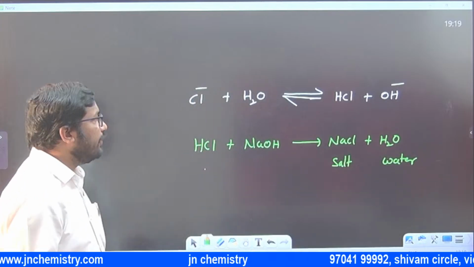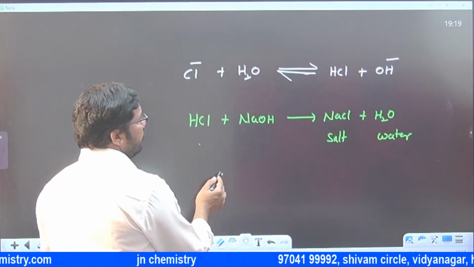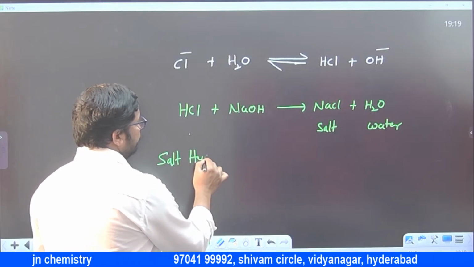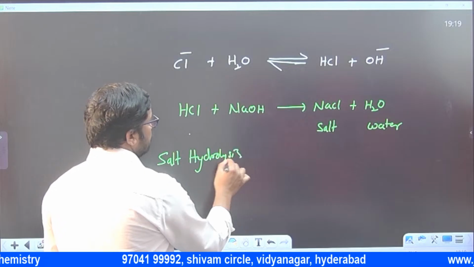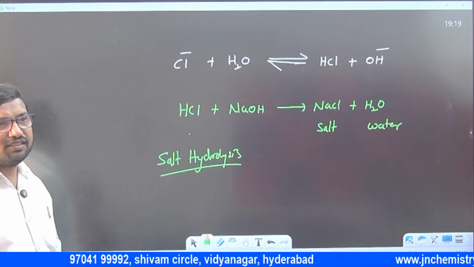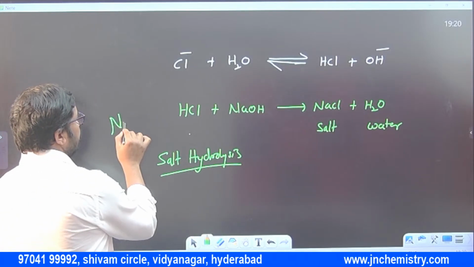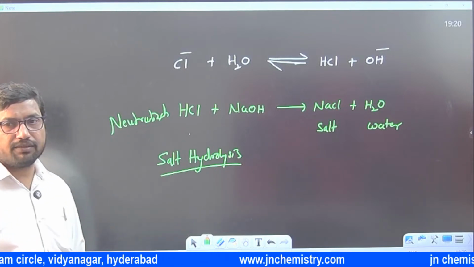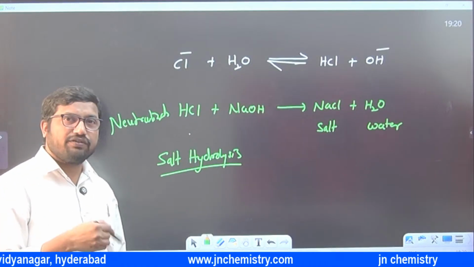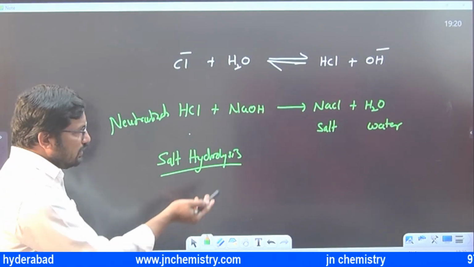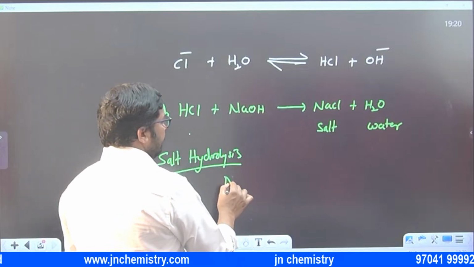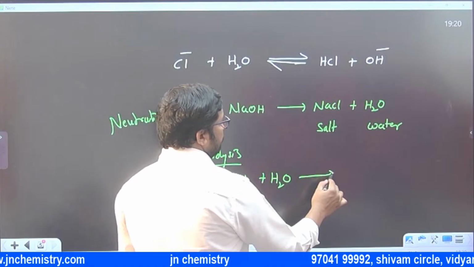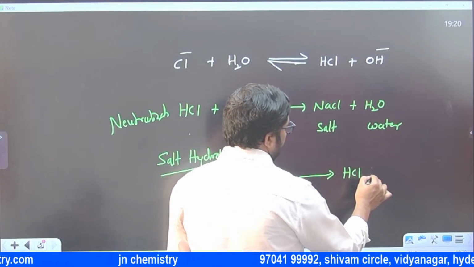So here is one of the important topics in ionic equilibrium, that is nothing but salt hydrolysis. Salt hydrolysis means what? This is which reaction? This is the neutralization reaction. Opposite of neutralization is nothing but salt hydrolysis. So means what? NaCl, salt, hydrolysis, H2O, gives HCl plus NaOH.